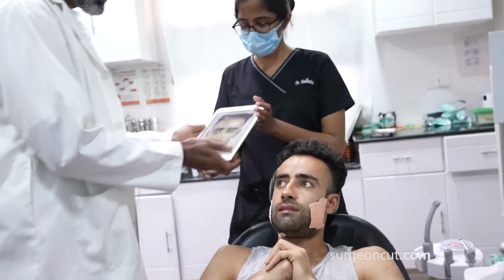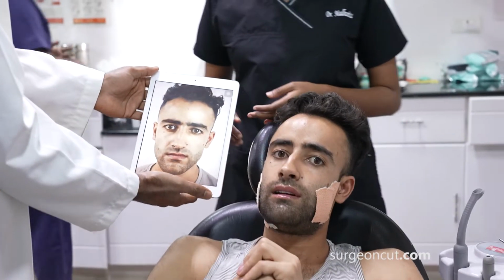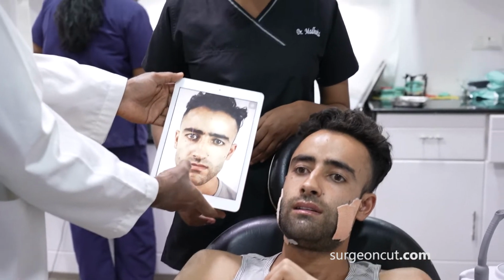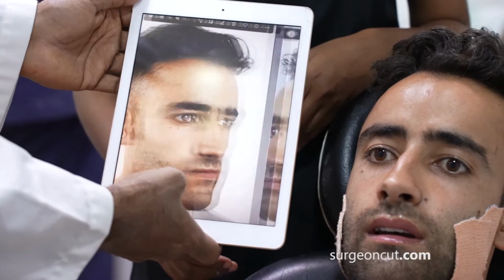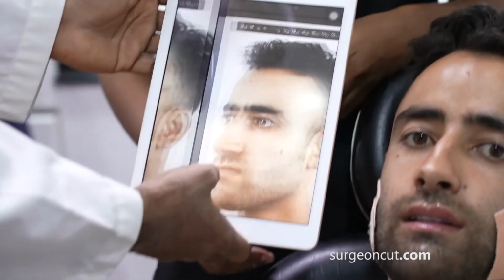So look at that. You can see his slight asymmetry there, but more importantly, maxillary hyperplasia and the chin was forwards. So we've corrected that.